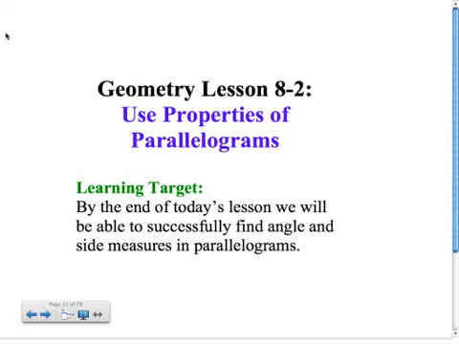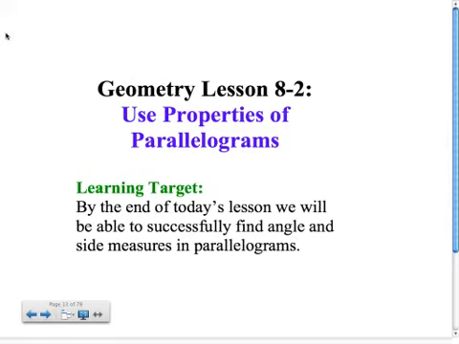In section 8.2, we're going to take a look at properties of parallelograms. And obviously, in section 1, we looked at polygons in general. We looked at interior angle sums and exterior angle sums. And so now we're going to shift gears and look at specific quadrilaterals. And really, this is where our attention is going to be paid for the rest of this chapter, using different types of quadrilaterals, starting with parallelograms here.